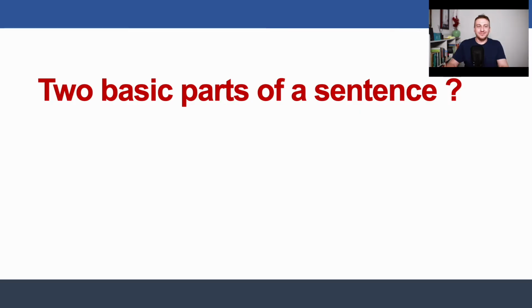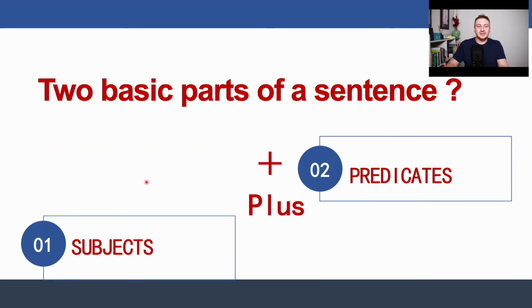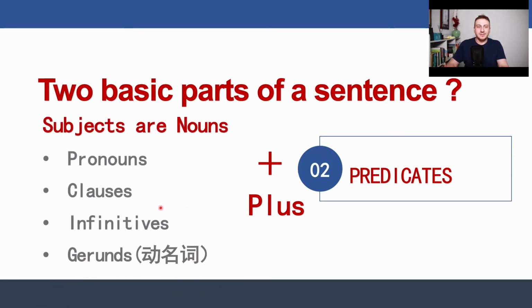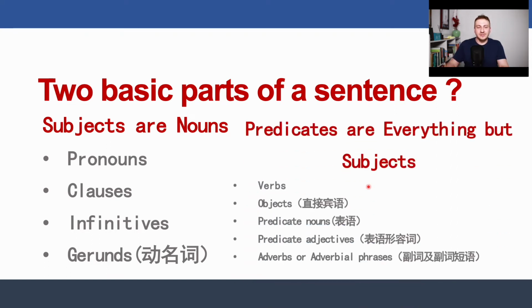Let's begin. A sentence has two basic parts. One is subject and the other one is predicate. Subjects can be nouns, can be pronouns, clauses, infinitives, and gerunds. Predicates, on the other hand, is everything that is not the subject. And this includes verbs, objects, predicate nouns, predicate adjectives, adverbs, or adverbial phrases.